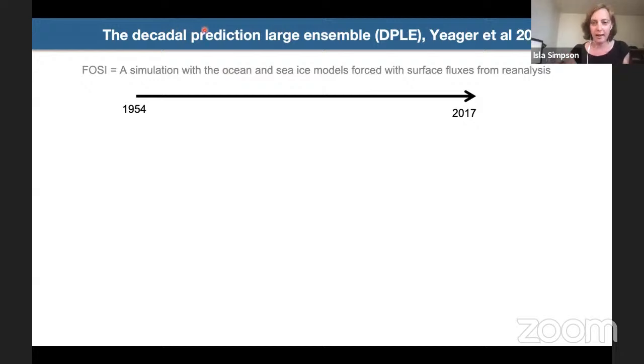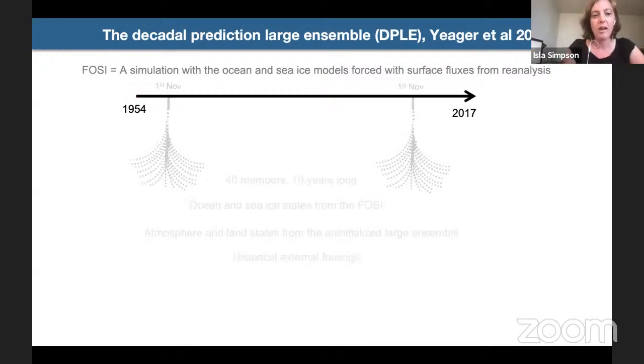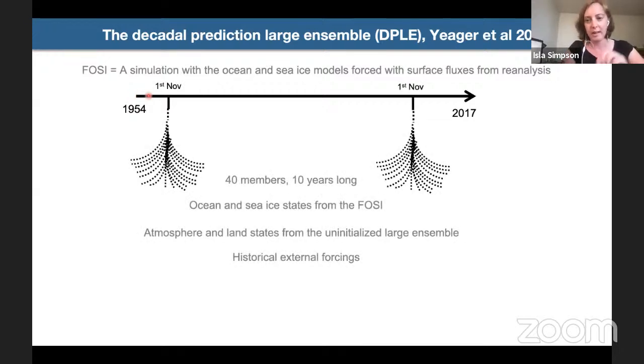This is initialized decadal predictions where the ocean and the sea ice are initialized from observation-based states. And those states are derived from a forced ocean and sea ice simulation where the ocean and the sea ice models are run with observed surface fluxes. From every November of the simulation, those ocean and sea ice states are taken and combined with random atmosphere and land states from an uninitialized large ensemble, and then evolve for the next decade under historical external forcings.